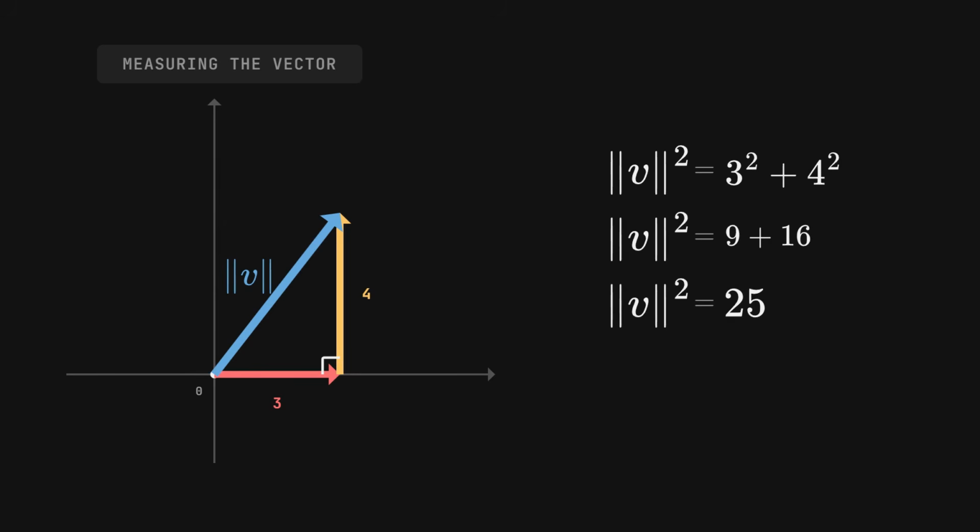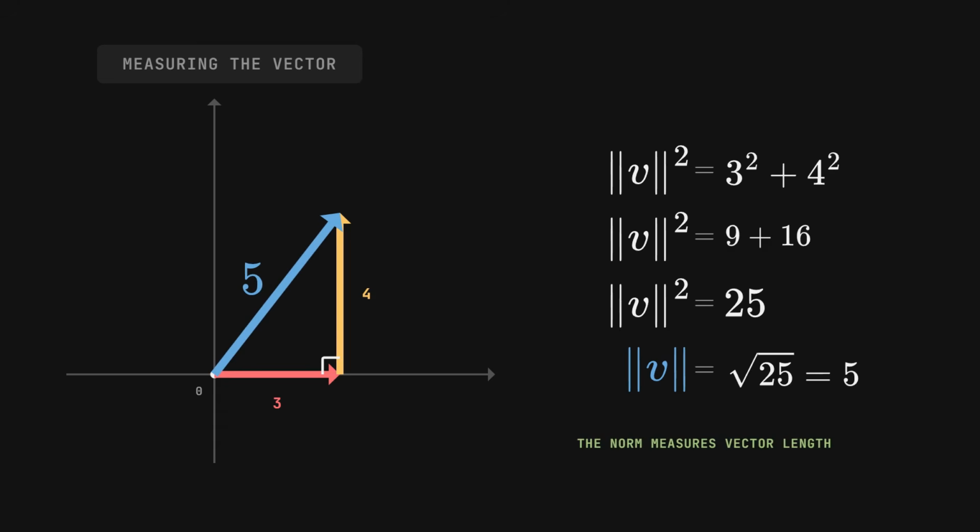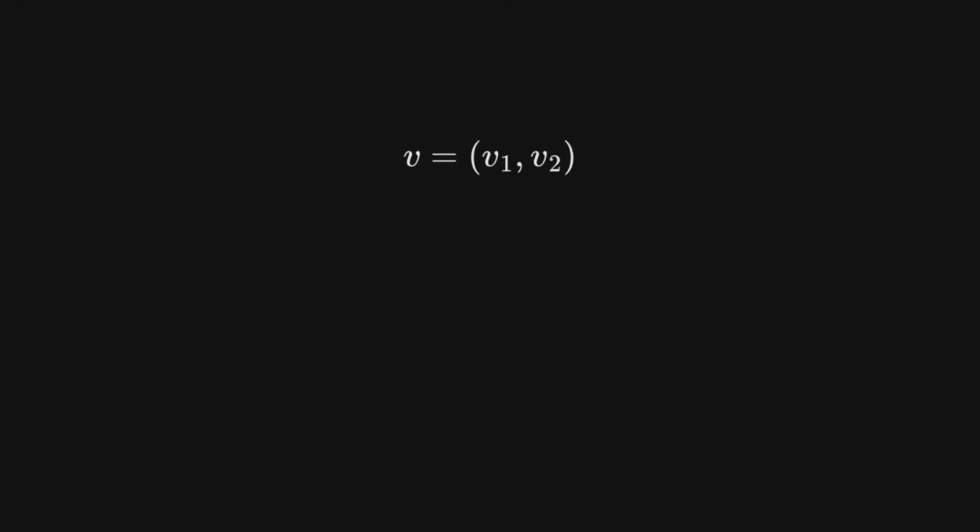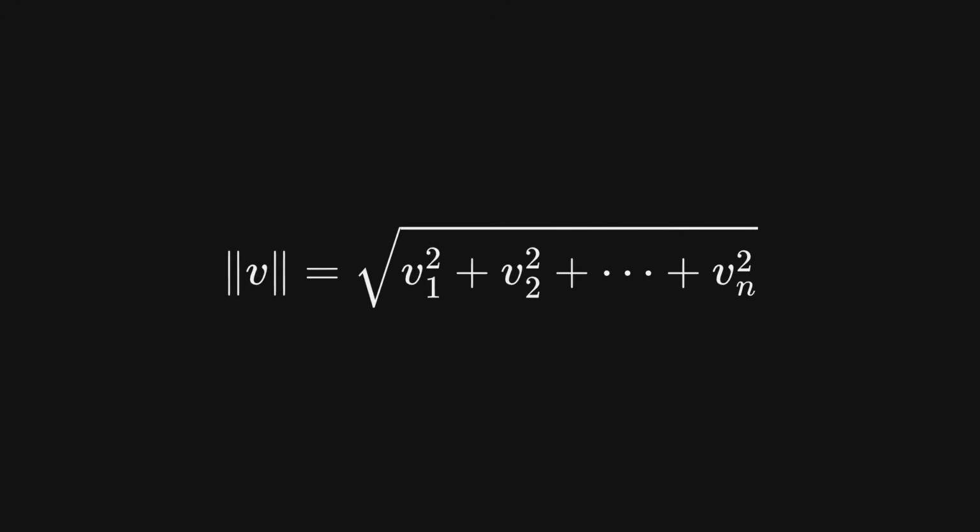This gives 9 plus 16, or 25. Taking the positive square root, we obtain 5. We call this number the norm of v. In Euclidean space, the norm measures the length of the vector. The same reasoning works for a general vector v. And in Rn, we square every component, add the results, and take the positive square root.